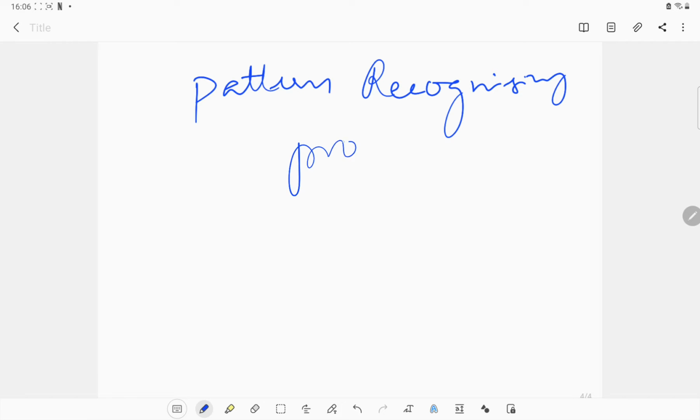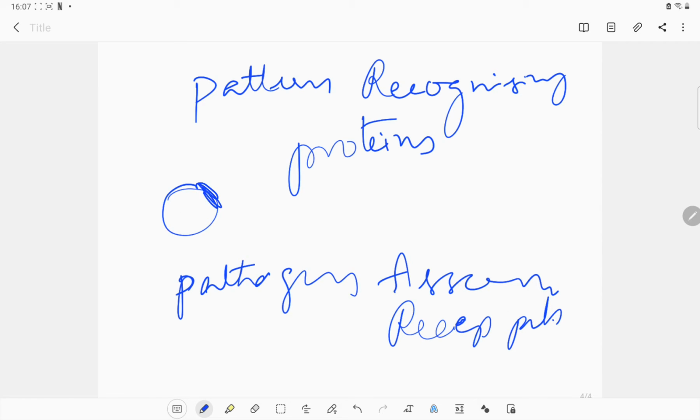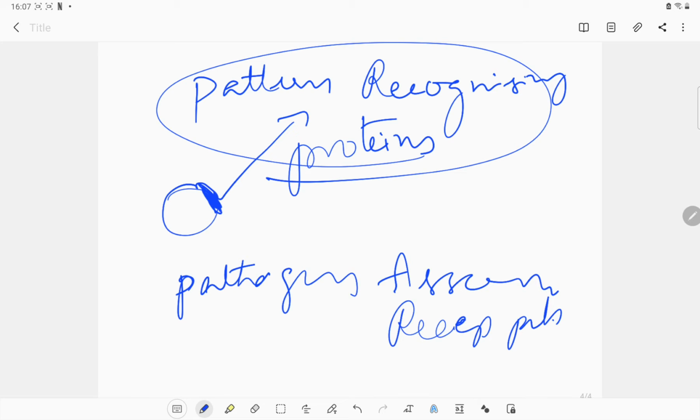It has pattern recognizing peptides or proteins on the cell surface, which would identify the pathogen associated receptor proteins, the receptor patterns. Suppose this is a microorganism, it would have a separate pattern on its cell membrane. This would be identified by the pattern recognizing proteins that are present on the cells of the innate immune system.